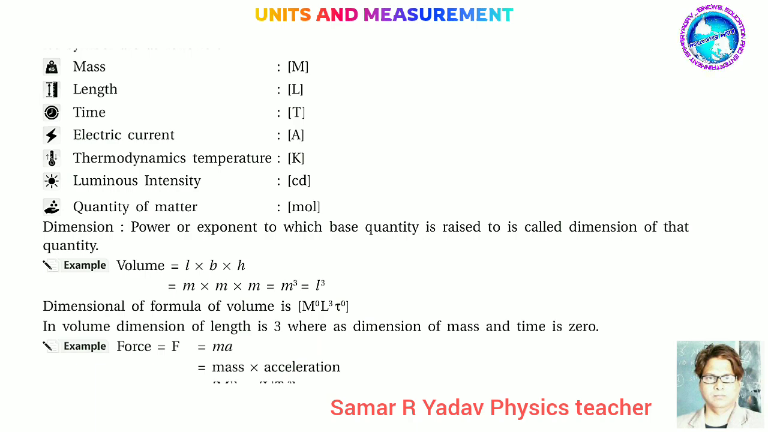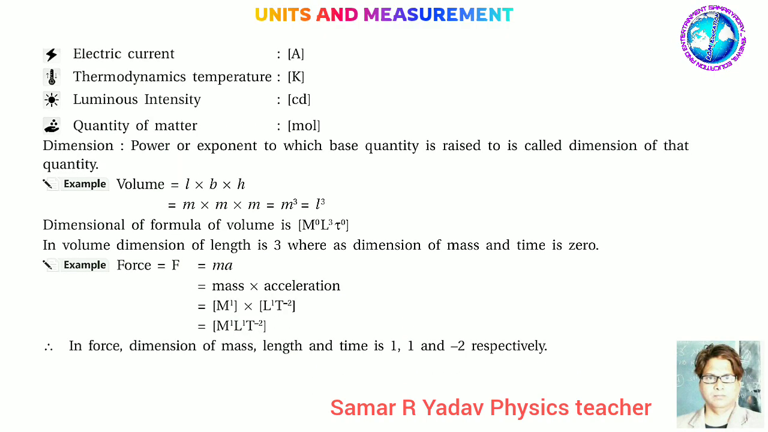For example, volume is equal to L × B × H, which is meter × meter × meter, equal to meter cubed, equal to L cubed. The dimensional formula of volume is [M^0 L^3 T^0]. In volume, the dimension of length is 3, whereas the dimensions of mass and time are 0.